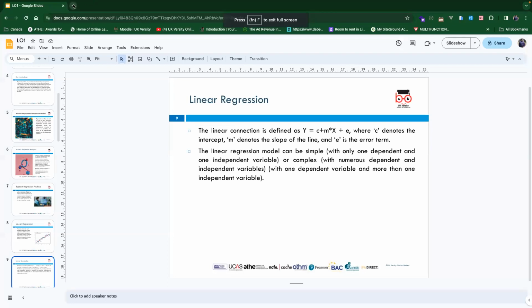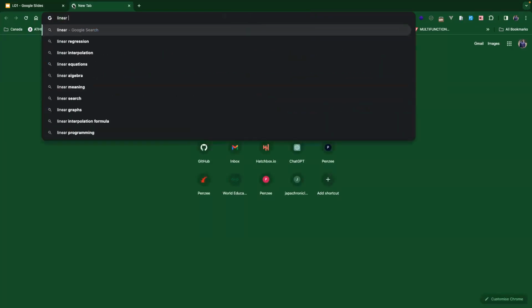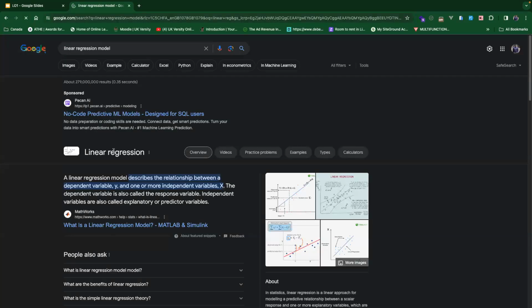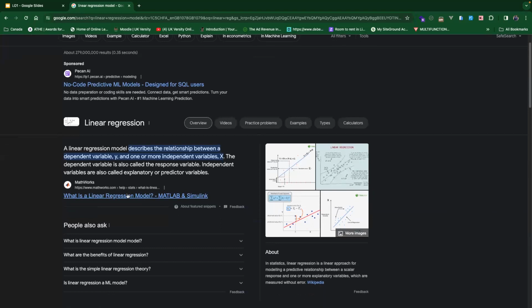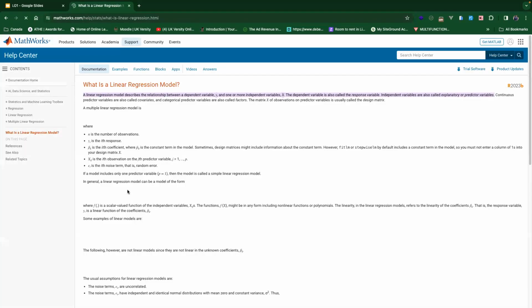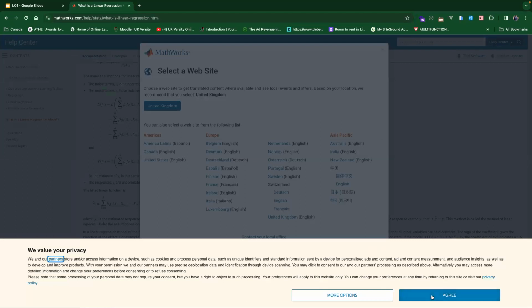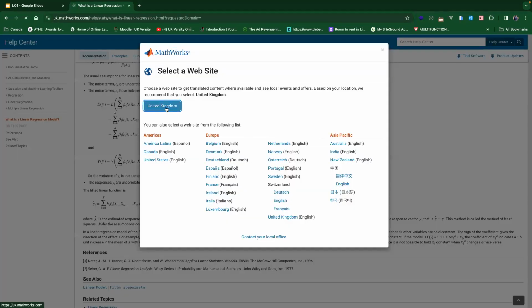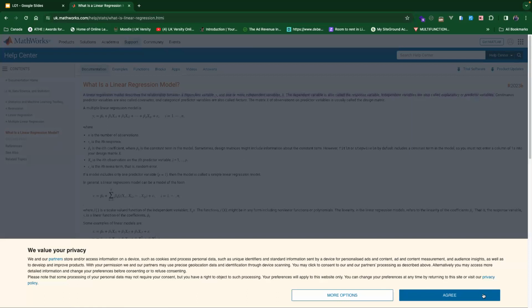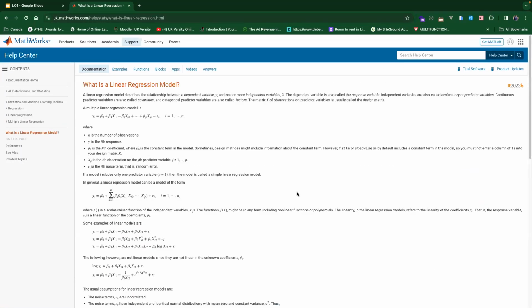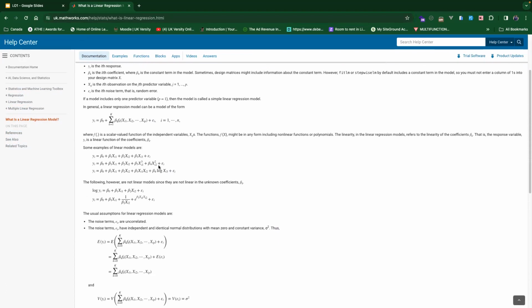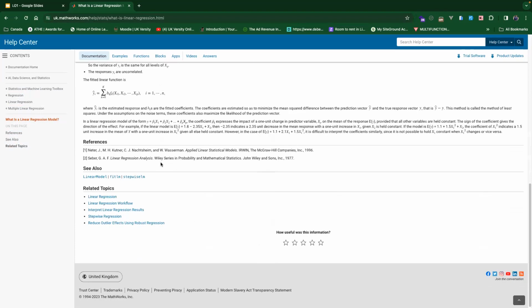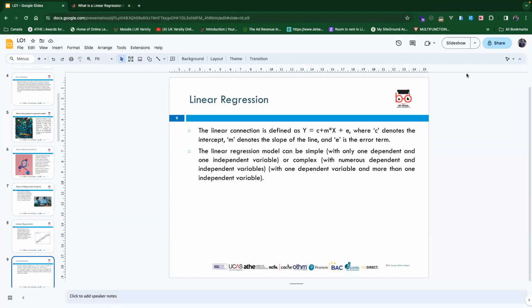We can obviously Google what this means to better understand it. In case you are wondering, how can I know more about this linear regression? There are loads of web links available for you to take a look at, like this one, talking about the regression model and the formula that we're just talking about right now.